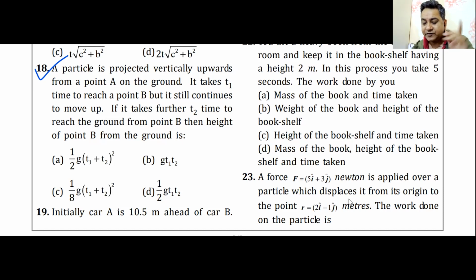A particle is projected vertically upwards from point A on the ground. It takes t1 time to reach point B. So you can draw the diagram. A to B, time is t1, but it still continues to move up. If it takes a further t2 time to reach the ground from point B, so basically this is t1, then from here to here is t2. So t1 plus t2 becomes your total time of flight.